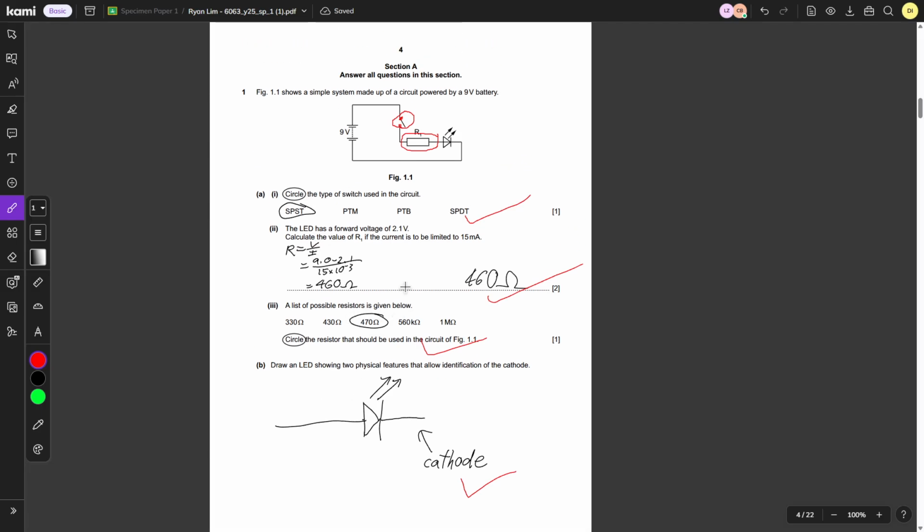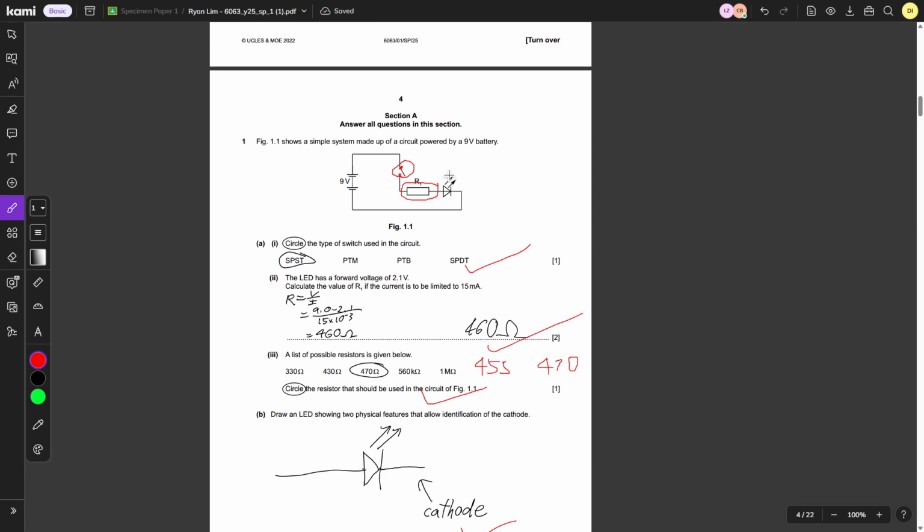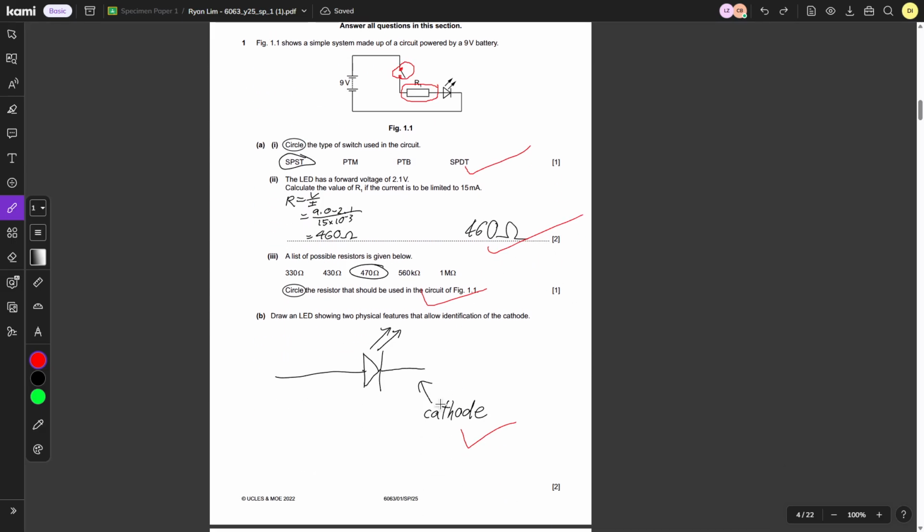So in this case, if let's say 460 is our calculated value, and then we have 455 versus 470, choose 470, because even though 455 is closer, since the resistor is protecting the LED, we need something that has higher resistance. So he's correct here as well.